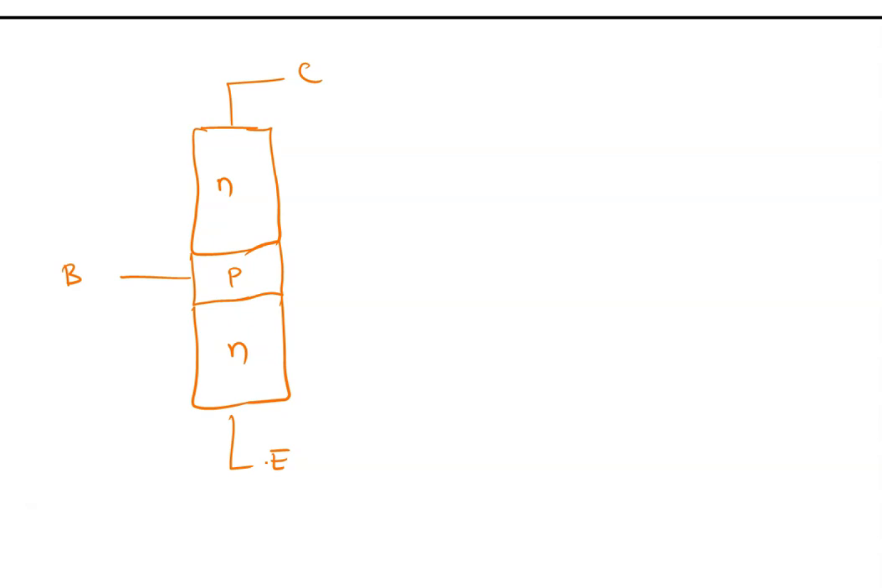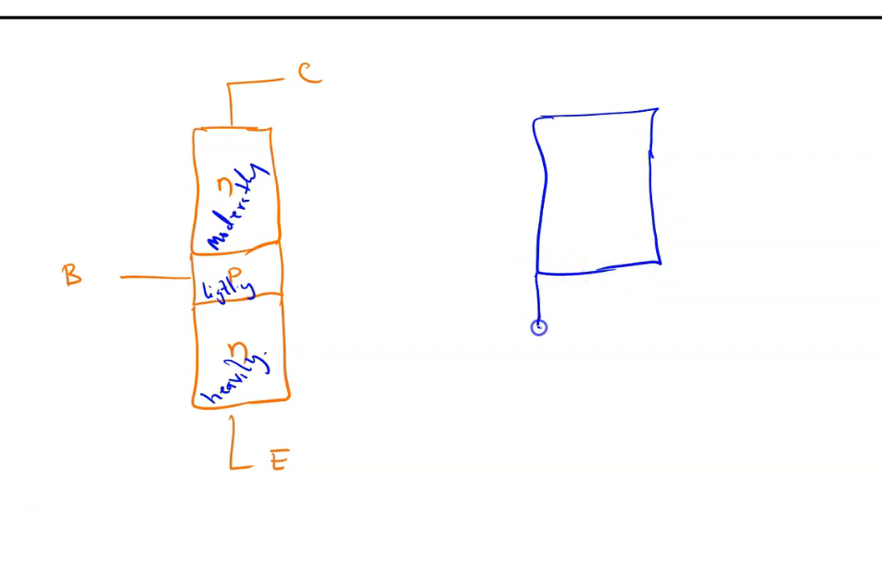So, in our previous diagram, we said this is moderately doped. Let me write it all out: moderately doped, this is lightly doped, and this is the heavily doped region. Do you get it? So if I sketch this diagram again, I will show the electrons in the regions.